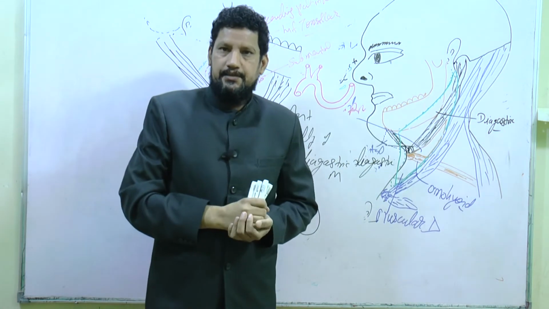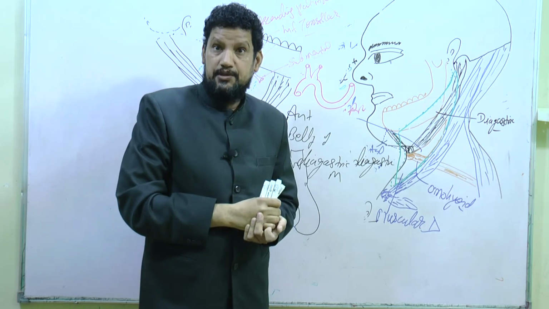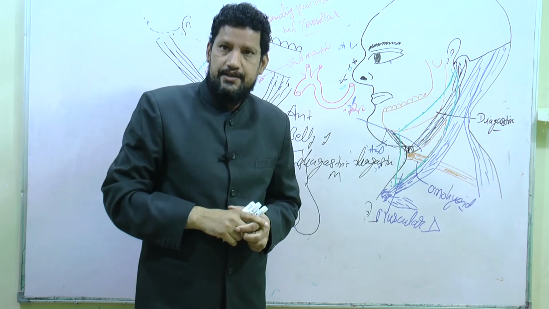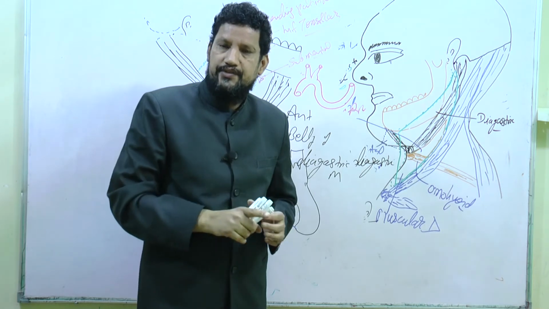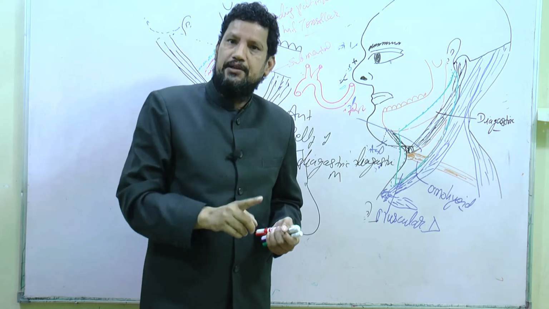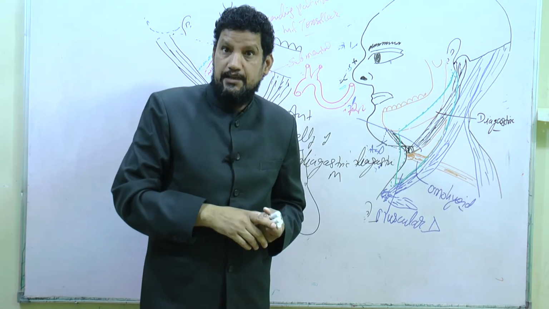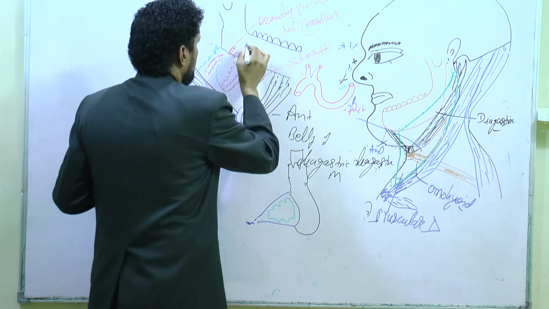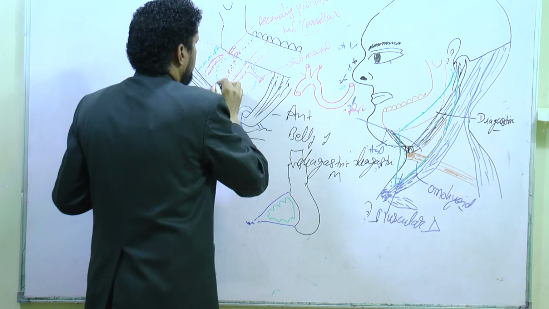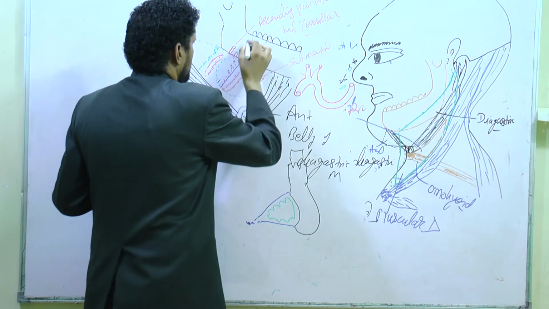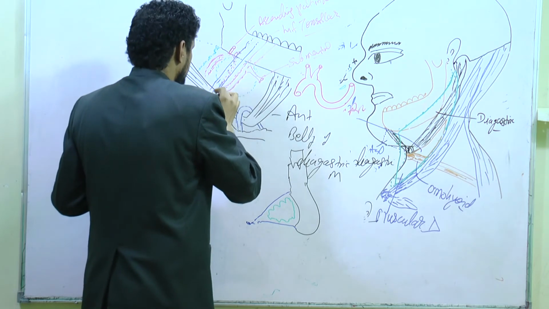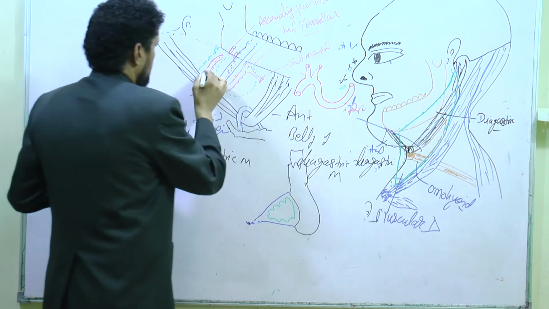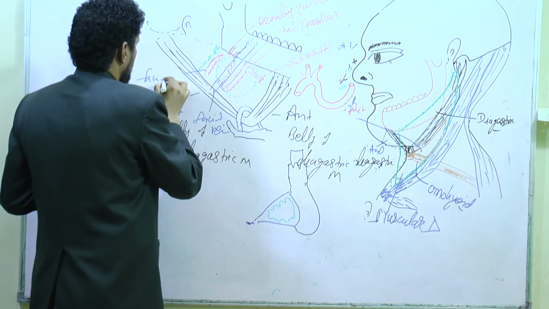So it is the superficial part of the submandibular gland which is separating the facial vein from the facial artery. Here the facial vein is superficial and the facial artery is deeper to the superficial part of the submandibular salivary gland. So the vein is superficial while the artery is deep to the submandibular gland. This is the facial vein and this is the facial artery.